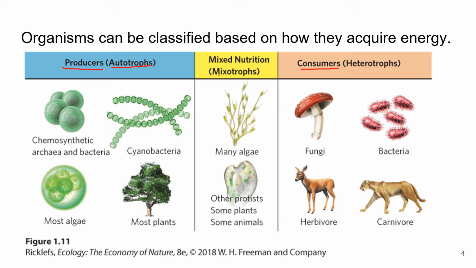Now, something you may not have heard about too much are the mixotrophs, where these are organisms that obtain their energy from more than one source. They may be both photosynthetic and consume something else. It's kind of wild to imagine. There are many algae that are like this, and there are some protists, plants, and animals that are also like this. It's kind of wild.